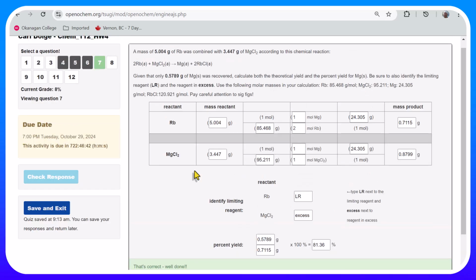I hope this has been helpful in seeing how to complete a limiting reagent problem using the scaffolded approach in OpenOChem.